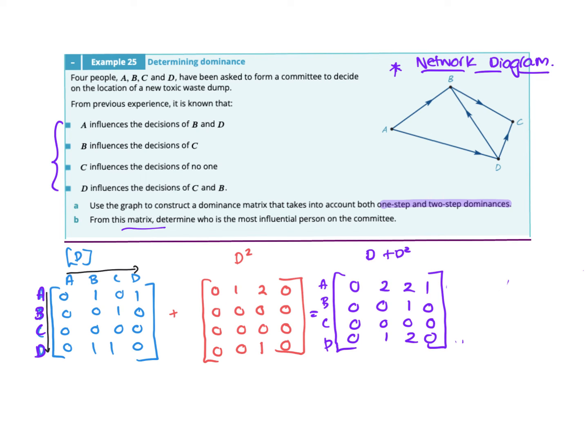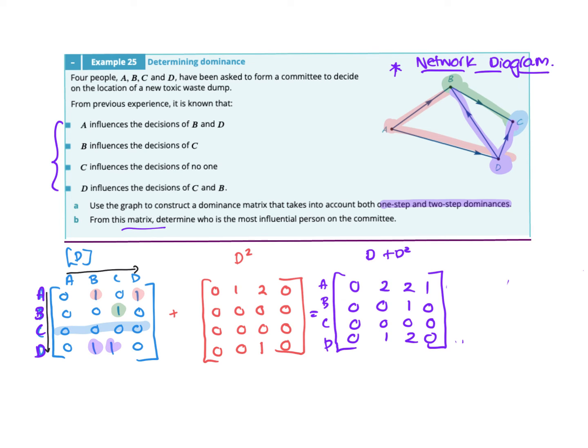So if we have a look here, we can see that A beat B and D. So you can see there's the 1 and the 1 there. And we can see that B beat C only, so there's that 1 there. C beat no one, so we can see a whole lot of zeros there. And the last one, D, beat just B, and C.